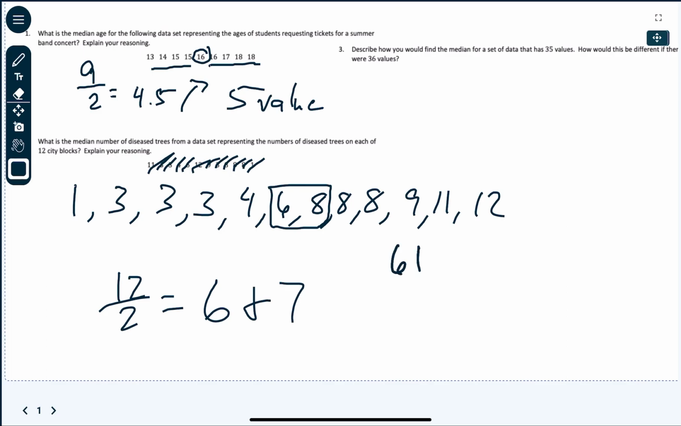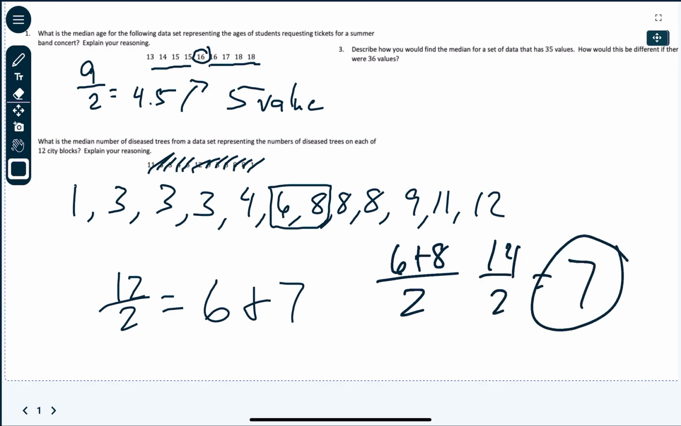So we're going to now add those. 6 plus 8 divided by 2, that's 14. Divided by 2 is 7. 7 is the median, even though 7 is not even a data point. That's not even in the data. 7 is still your median. Okay?